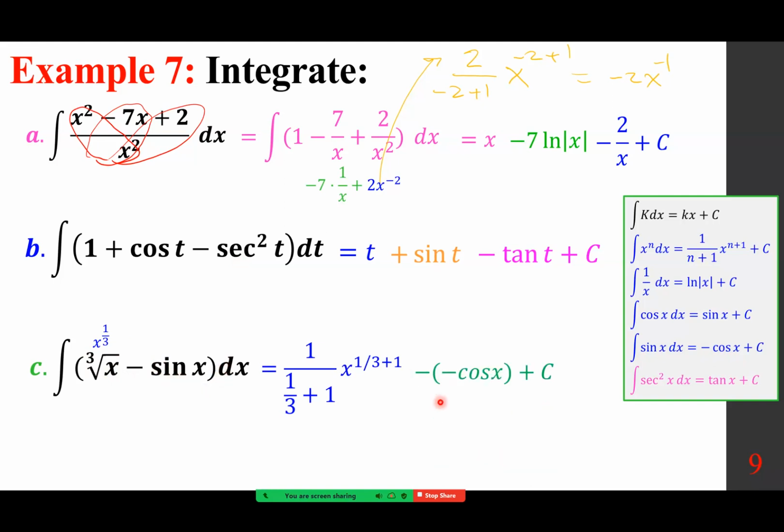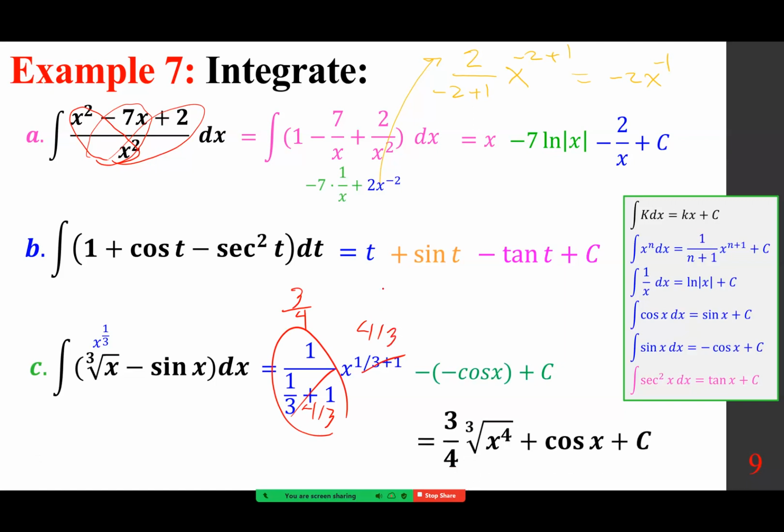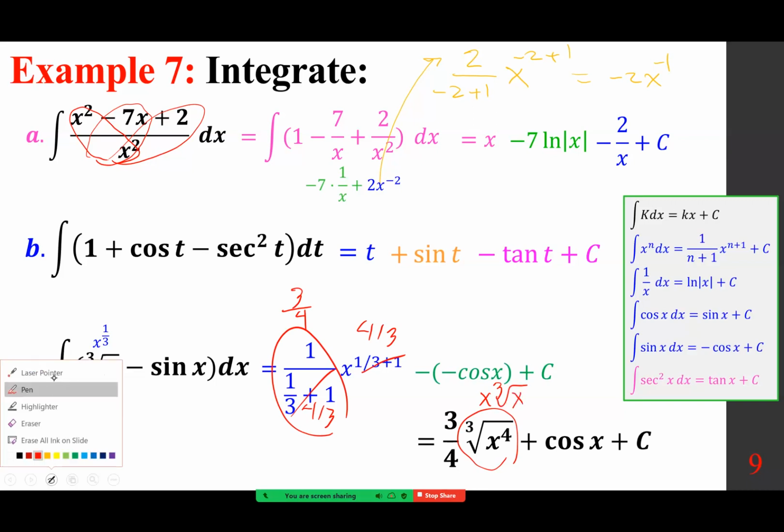So what happens, obviously, this is plus, this one is 4/3. The reciprocal of that is 3/4. Now 4/3, you can write it in this fashion, which is absolutely fine. You could rewrite this in the form of x cube root of x as well. It's all your choice.